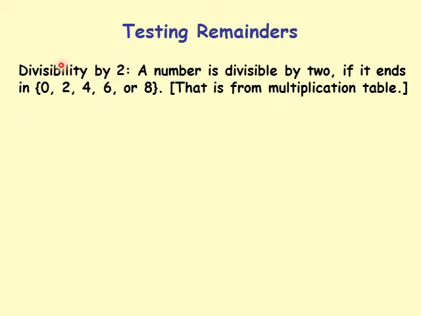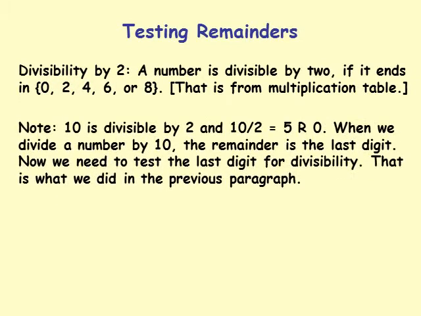Divisibility by 2. We're going to use an example here. A number is divisible by 2 if it ends in 0, 2, 4, 6, or 8. Okay, that's from the multiplication table. In the multiplication table for 2, all the entries end in either 0, 2, 4, 6 or 8. Let's continue. Note that 10 is divisible by 2, and 10 divided by 2 is 5, remainder 0.